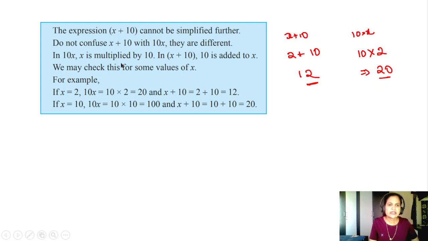In 10x, x is multiplied by 10. In x plus 10, 10 is added to x. We may check this for some values of x. For example, x equal to 2: 10x equals 10 into 2 equals 20, and 10 plus x is 10 plus 2, which is 12. If x equals 10, 10x is 10 into 10, which is 100, and x plus 10 is 10 plus 10, which is 20. There is a lot of difference in the values of these two formulae or rules.